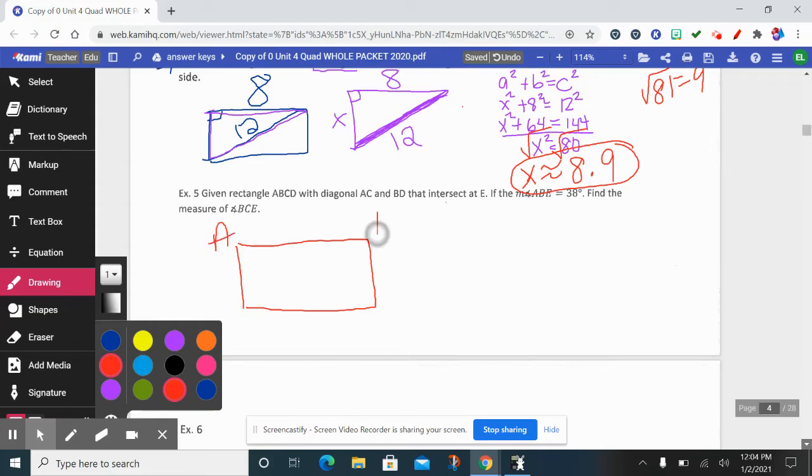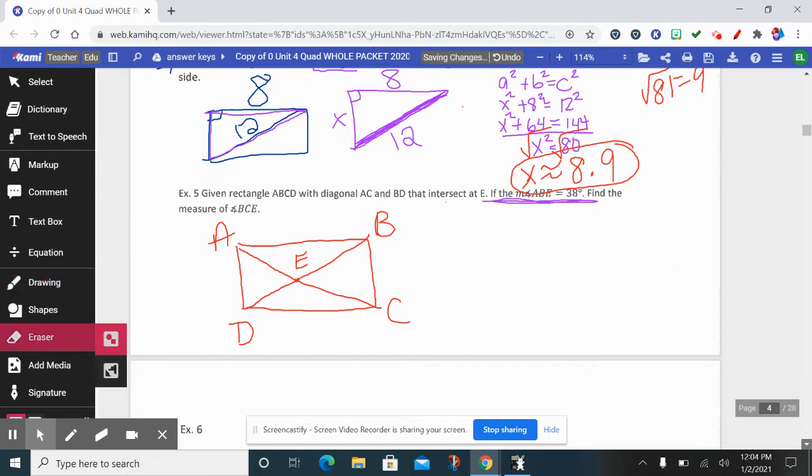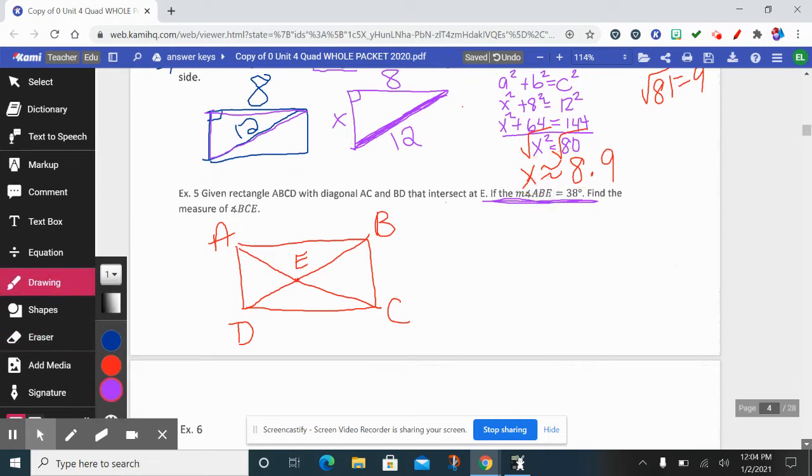So if we have A, B, C, D, and again, please make sure you go all the way around your shape because A and C should be opposite each other, B and D meeting at a point E. And they give you, continuing, the measure of angle ABE. ABE is 38 degrees.